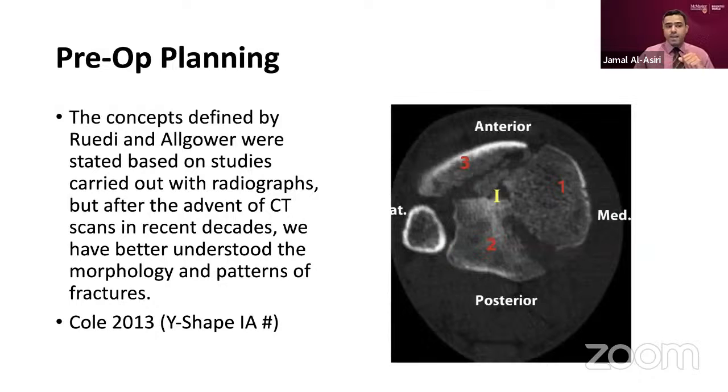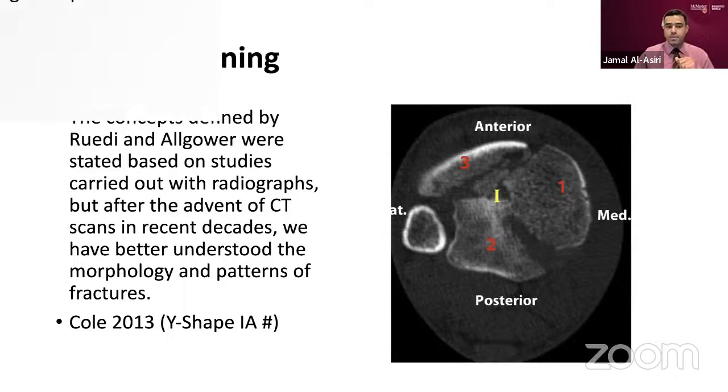The concepts defined by Rüedi and Allgöwer were based on studies carried out with the radiograph. But after the advent of the CT scan in recent decades, we have a better understanding of the morphology and pattern of fracture that will help us to determine the surgical approaches and what implants I need to use.